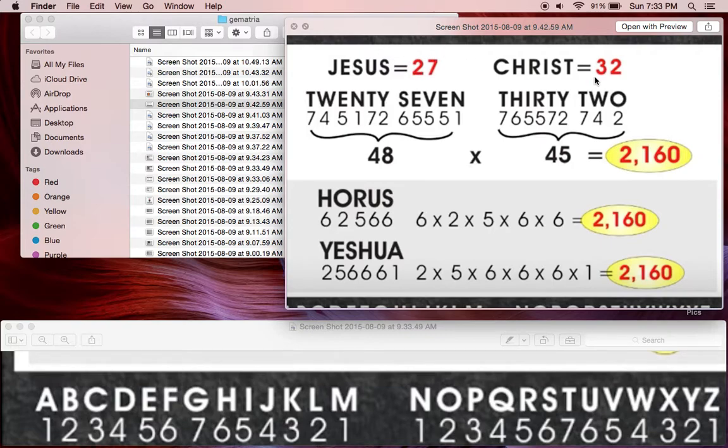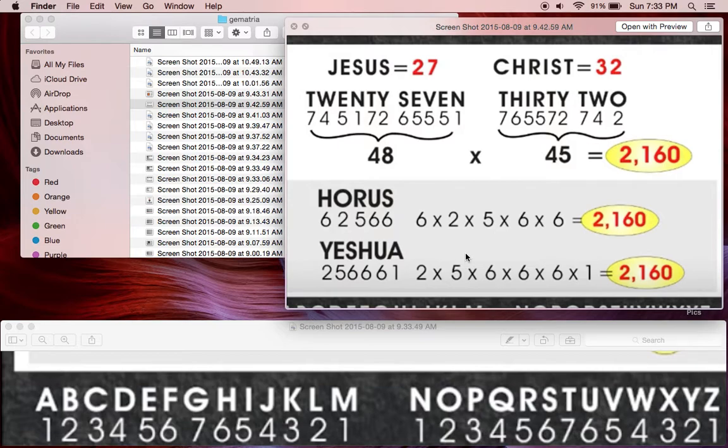Jesus is 27, Christ is 32 once again. Now spell out 27, it's 48. Spell out 32, it's 45. You get 2160, which is the exact amount of years in a precession of the equinox, in the age of Pisces, age of Aquarius. Horus happens to be 2160 when you multiply its numbers. And also Yeshua, which is Jesus in Hebrew.